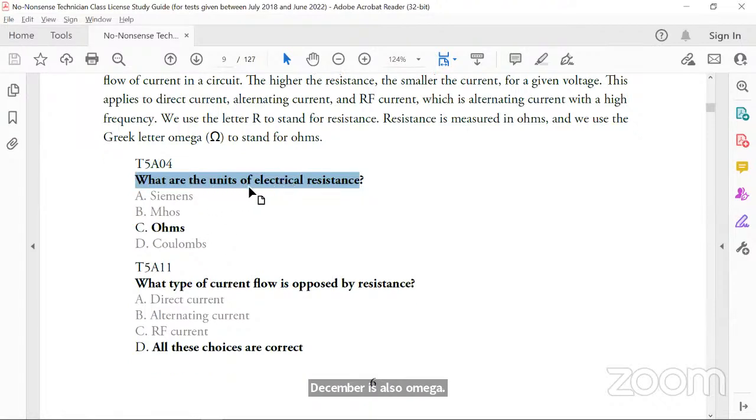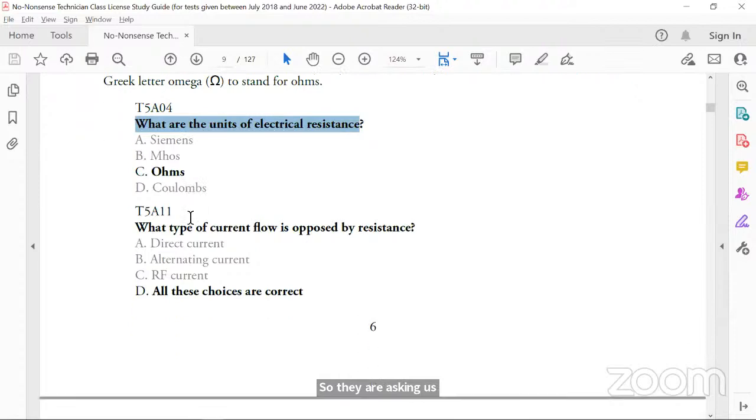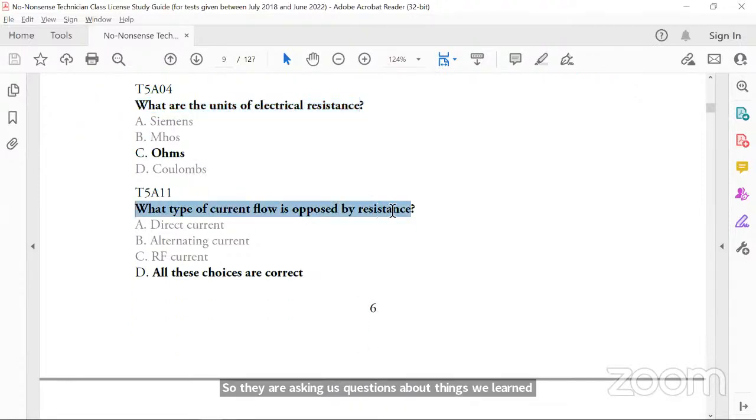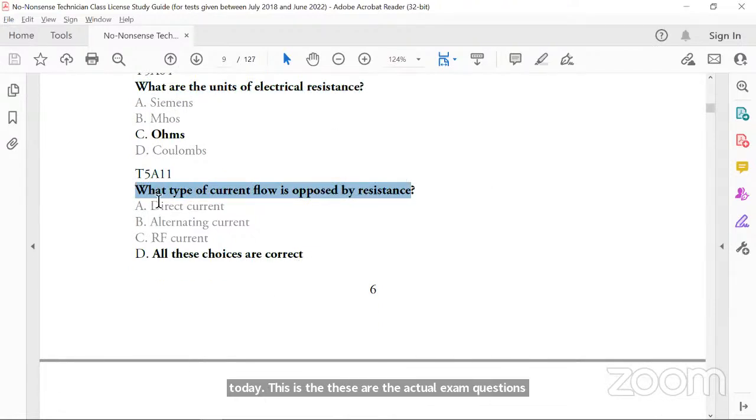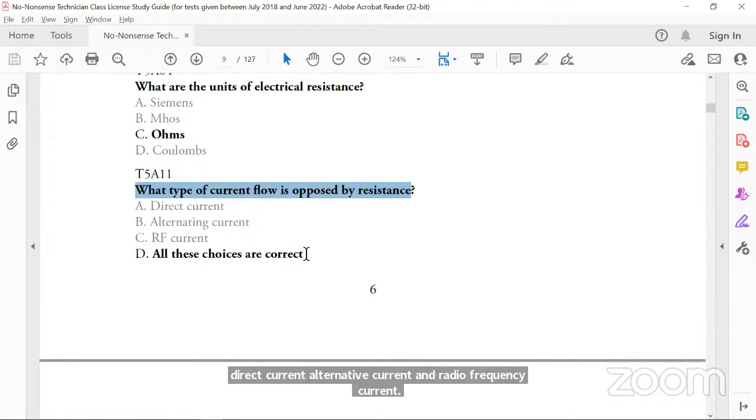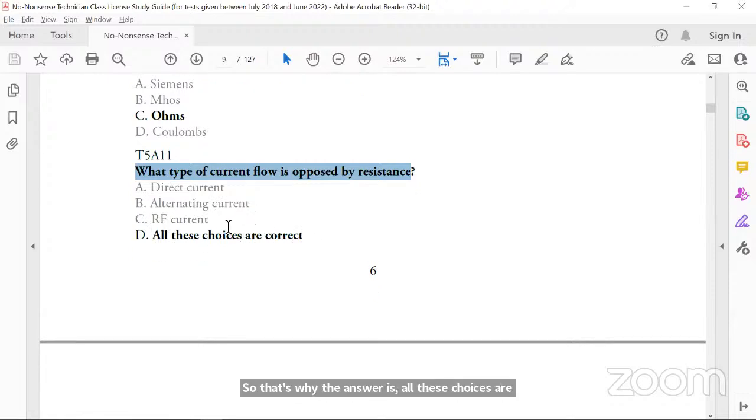So they are asking us questions about things we learned today. These are the actual exam questions that you will get. So very doable once we learn the material. Next question in the question pool. What type of current flow is opposed by resistance? Well, remember we said that no matter the type of current, it will be opposed by any resistance, whether it's direct current, alternating current, or radio frequency current. So that's why the answer is all these choices are correct, because today we learned that all types of current will be opposed once there's resistance in the circuit.